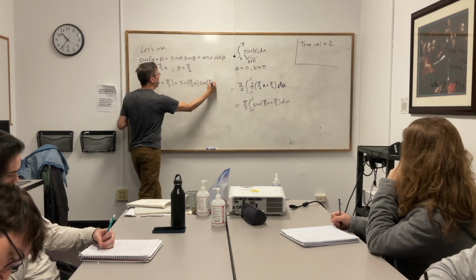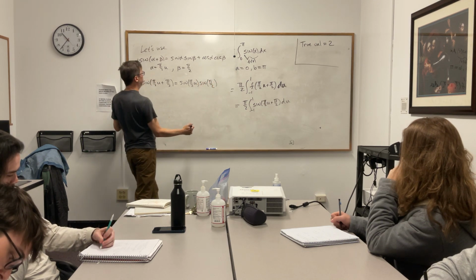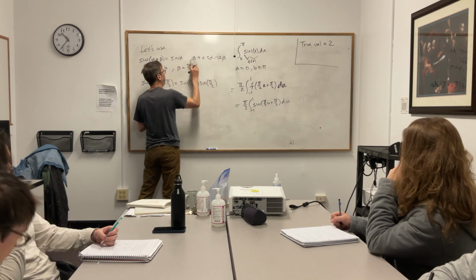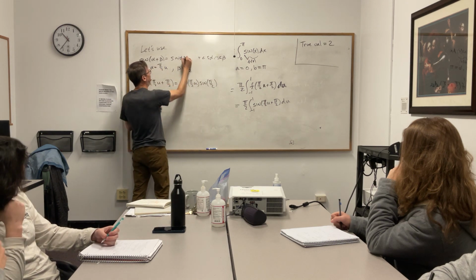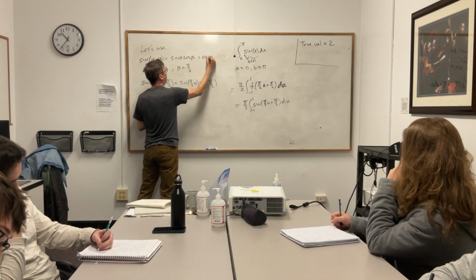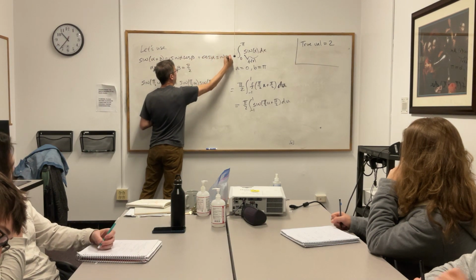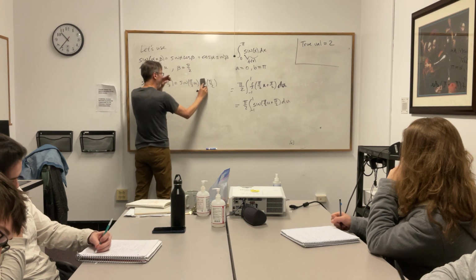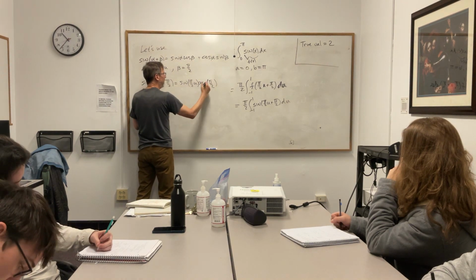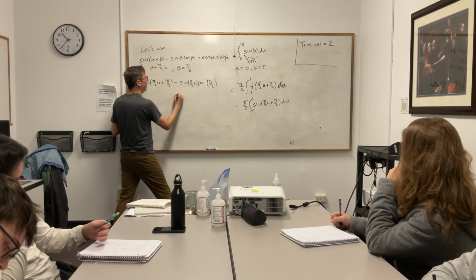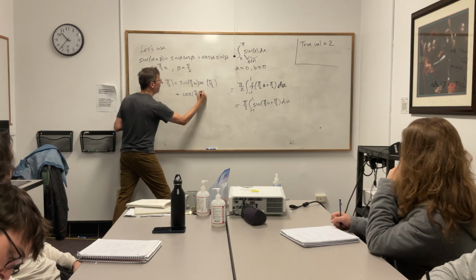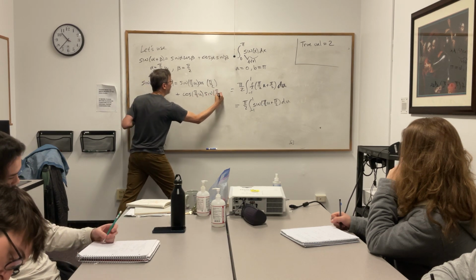Sine of... oh, sorry, I got this backwards. That's cosine of beta. Yeah, there we go. And then this is cosine of alpha, sine of beta. Yeah, sorry about that. So this is cosine of pi over 2 plus cosine of pi over 2u sine of pi over 2.